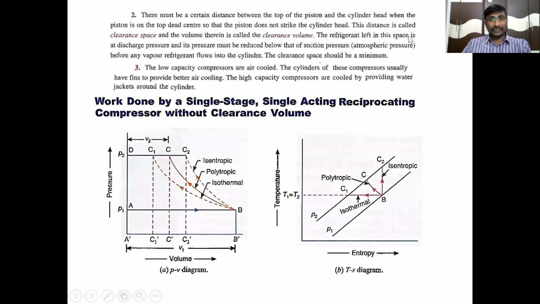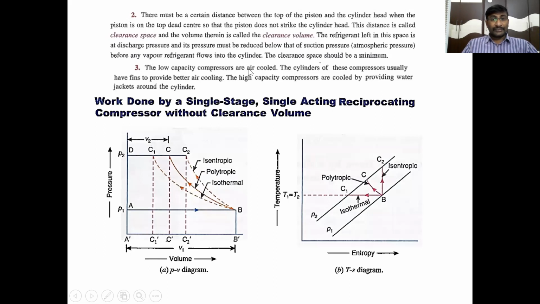The refrigerant left in this clearance space is at discharge pressure, and its pressure must be reduced below that of suction pressure before any vapor refrigerant flows into the cylinder. The clearance space should be minimum. To maintain a minimum clearance space, only then will the volumetric efficiency be higher.